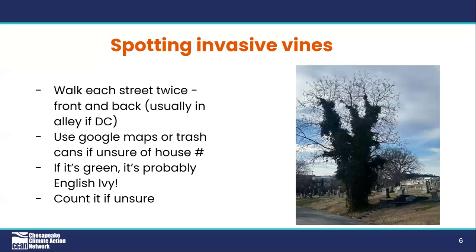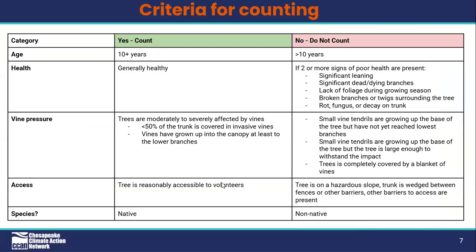And like I mentioned, if it's green, it's probably English ivy. But I always say count if you're unsure. I'd rather have too much data than not enough. So if you think that's on this house but you're not sure, or you think that's enough English ivy but you're not sure, I'd rather you just count it. That's stuff I can sort out on the back end of the data and when we actually send volunteers in. I'm sure there will be questions about this, but hopefully I'll explain some of them now.